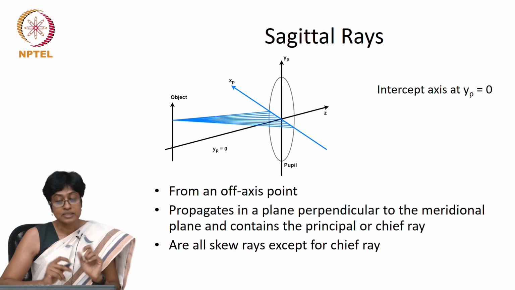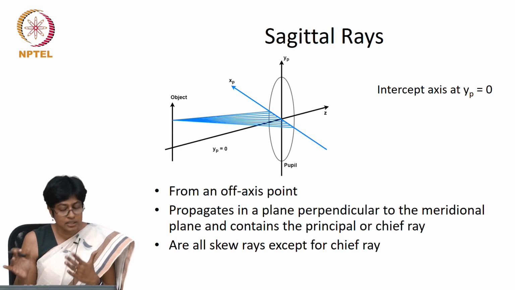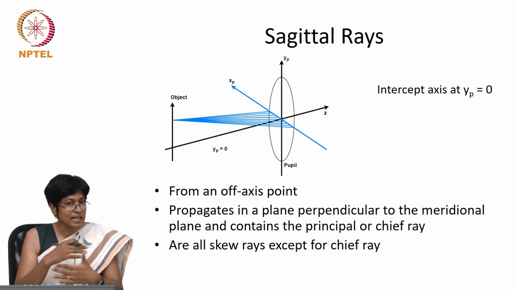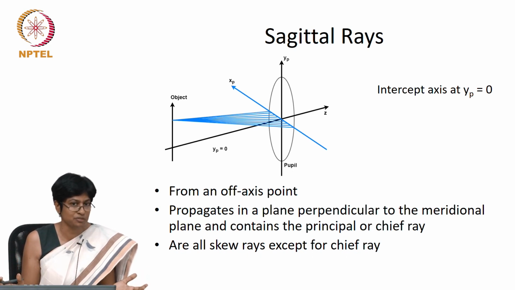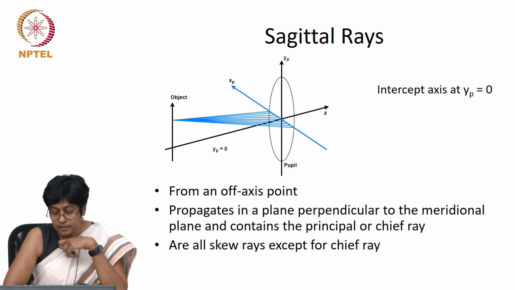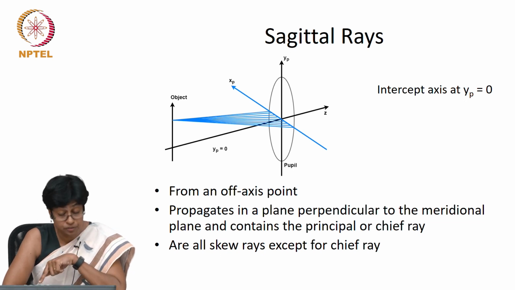Okay. Sagittal rays propagate in a plane perpendicular to the meridional plane, and it also contains the chief ray. Meridional ray plane also contains the chief ray. So basically that intersection between these planes is where the chief ray is traveling. Okay. Yes, you're right. The chief ray is both a sagittal ray as well as a meridional ray. It is both of them. Yes, it satisfies the definition of both of them. Okay. Sagittal rays are skew rays except for the chief ray.